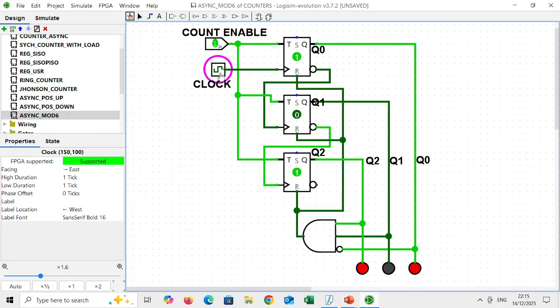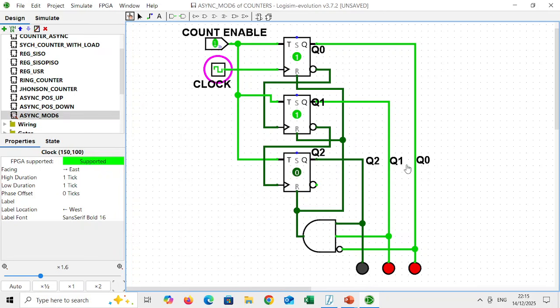After the 5, 6 will not be visible. It is immediately driven to the 0 state. See that it becomes 0. Again it starts counting. So this is how you can decode any value and realize any mod value. If I want to design mod 4, I should decode for 4. If I want to design mod 7, I should decode for 7.